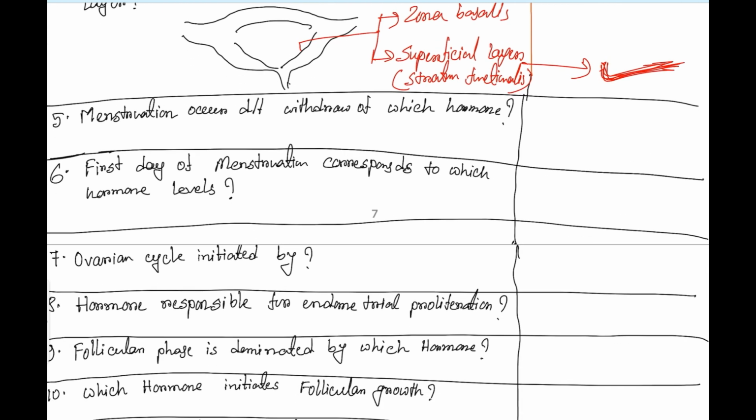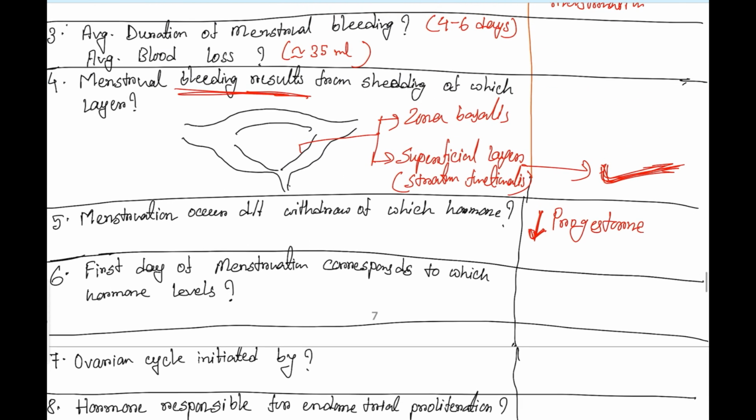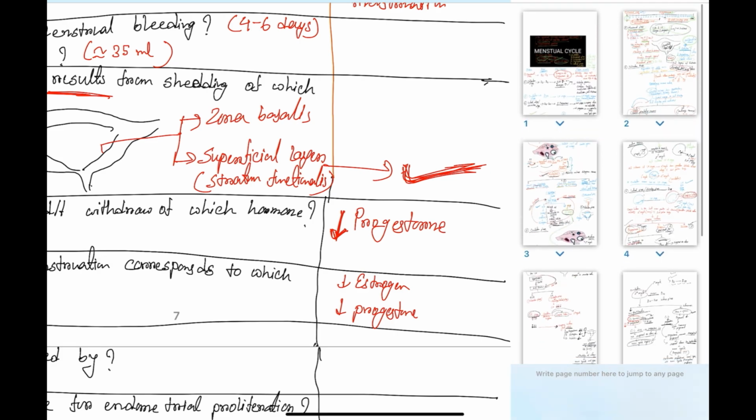Menstruation occurs due to withdrawal of which hormone? Your answer will be progesterone. Why? Because due to the low level of progesterone, there will be no one to support the uterus. As a result, bleeding starts and shedding of the uterus will start. First day of menstruation corresponds to which hormone level? What I answered: low level of estrogen and low level of progesterone. That's all about your menstrual phase.